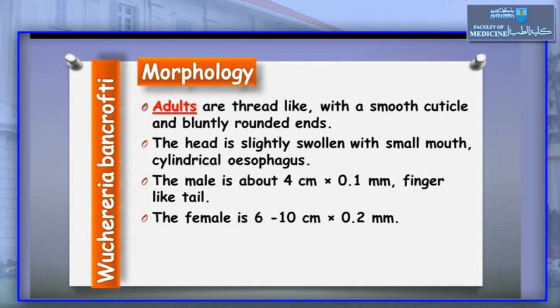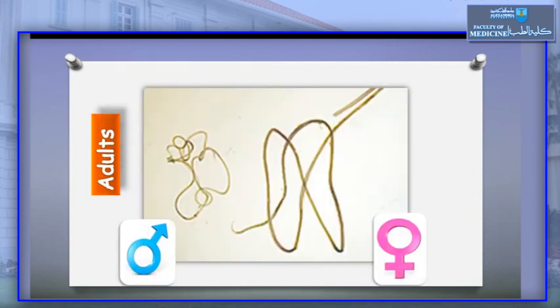Adults are thread-like, and this is why they are named filarial nematodes. They have a smooth cuticle and bluntly rounded ends. Male is about 4 centimeters in length, and female is about 6 centimeters in length. Additionally, female is stouter.